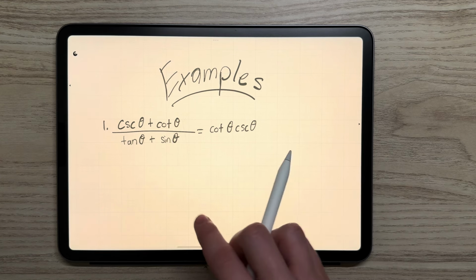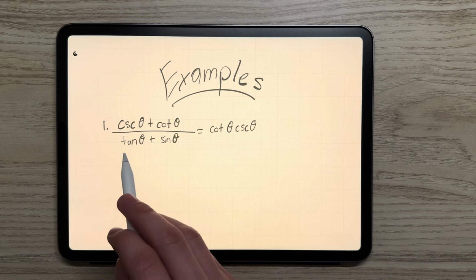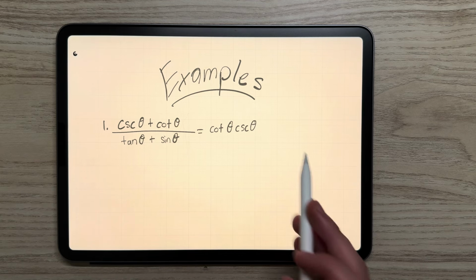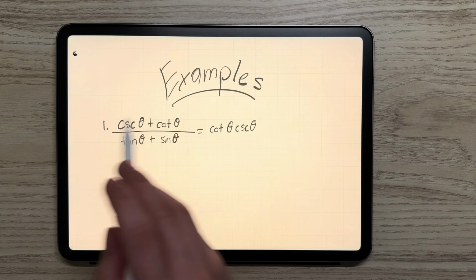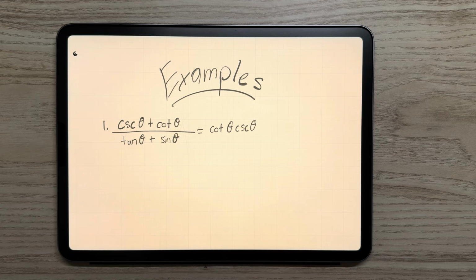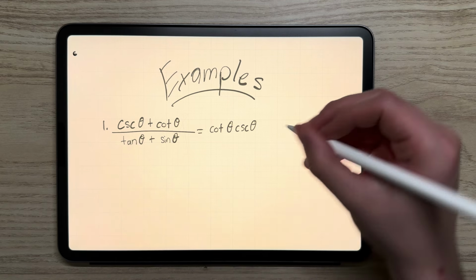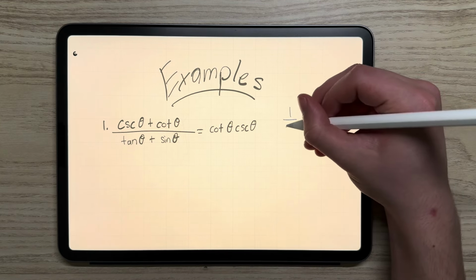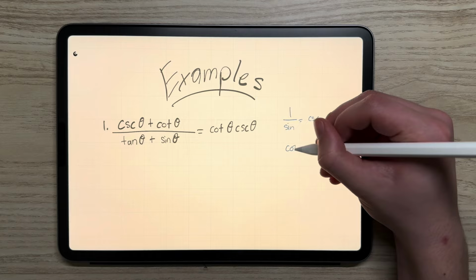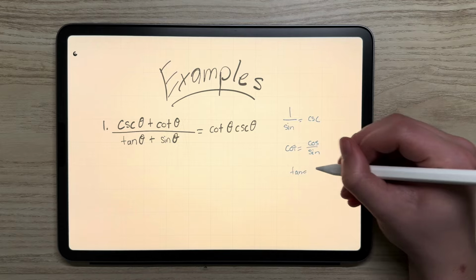Whenever I see problems like this, I want to substitute in the definitions for cosecant and tangent and get it all in terms of sine and cosine. So the goal of this is to prove why the left is equal to the right. And so we're just going to use some identities and some algebra to manipulate this side and make it the same as the other. Just as a reminder, 1 over sine is equal to cosecant, cotangent is equal to cosine over sine, and tangent is equal to sine over cosine.